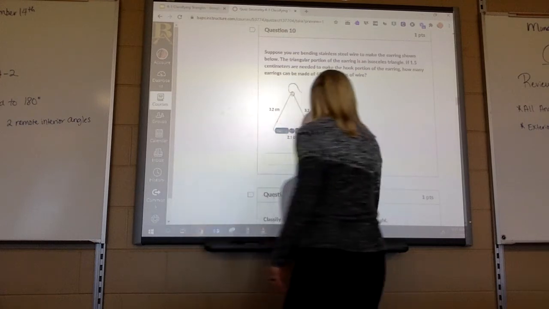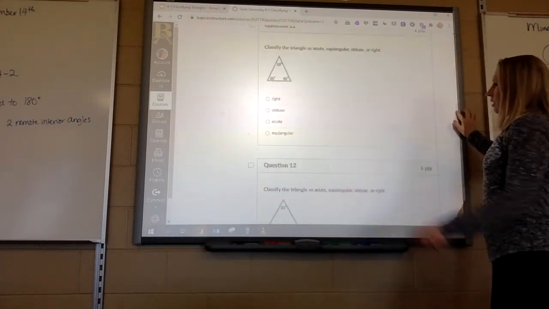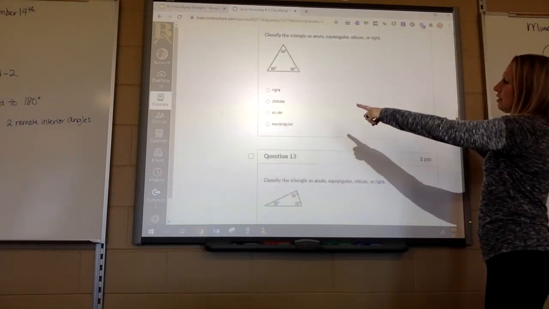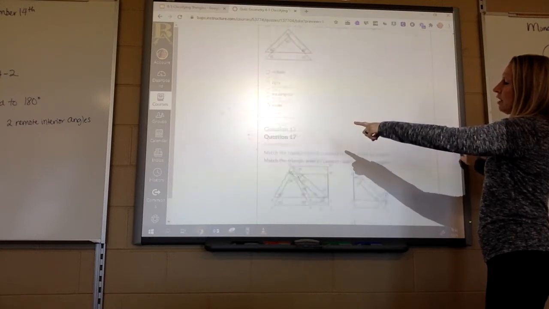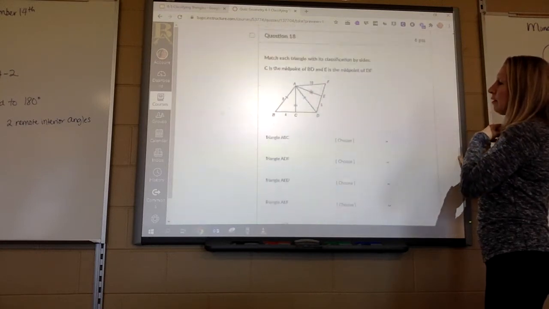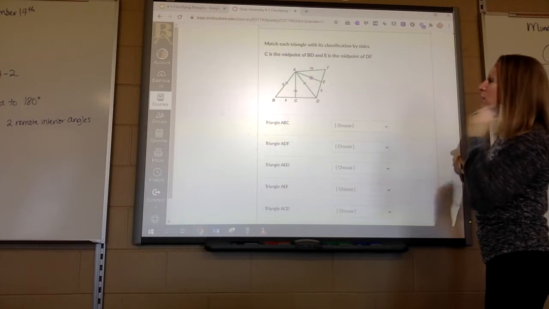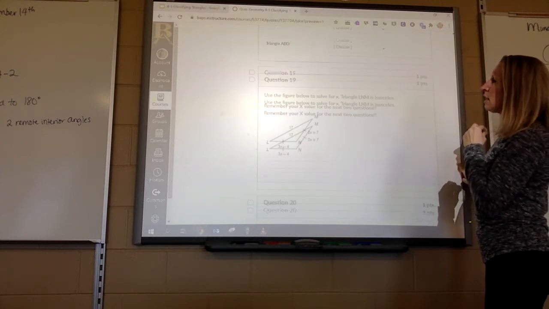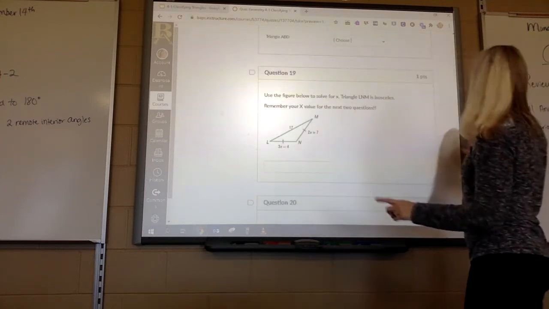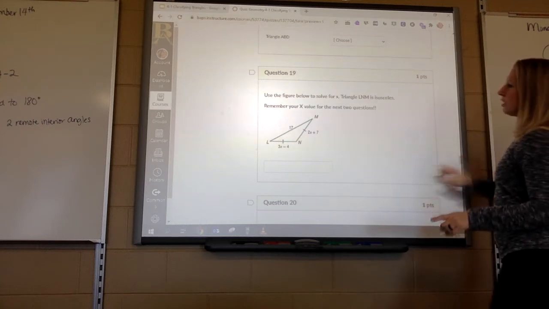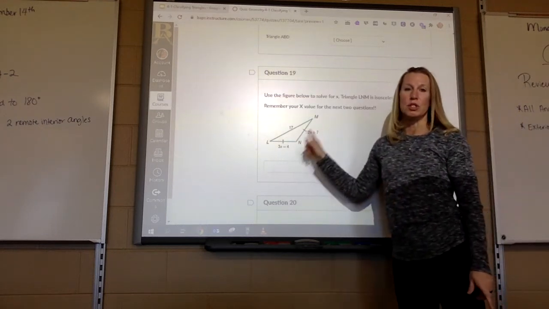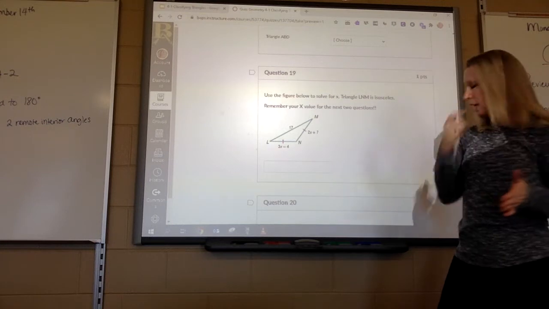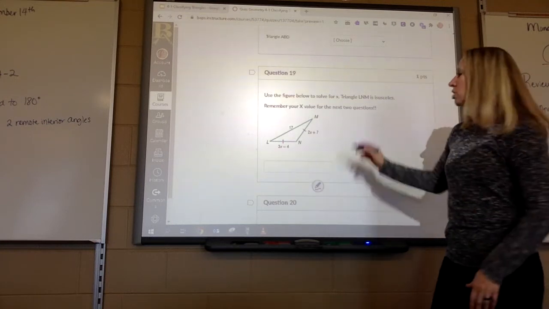All right. So the rest of it, you're still classifying, more classifying. By the way, if you get stuck with any of it, just let me know. Let's go down to number 19. So I want you to notice that these two sides are marked equal to each other because of the slashing marks. So you're just going to put them equal to each other.